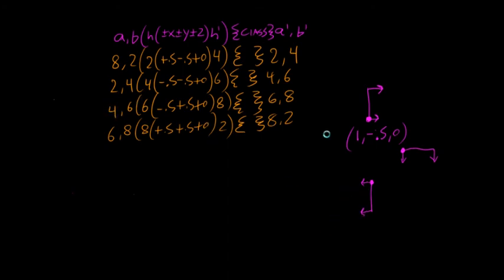Next line. A is 4, B is 6. H is 6. The hand transformation is left 0.5 and up 0.5. H prime is 8. There's no class. A prime is 6, and B prime is 8. And on the home stretch here, A is 6, B is 8, H is 8. The hand transformation is +0.5, +0.5, plus 0. H prime is 2. There's no class. A prime is 8, and B prime is 2.